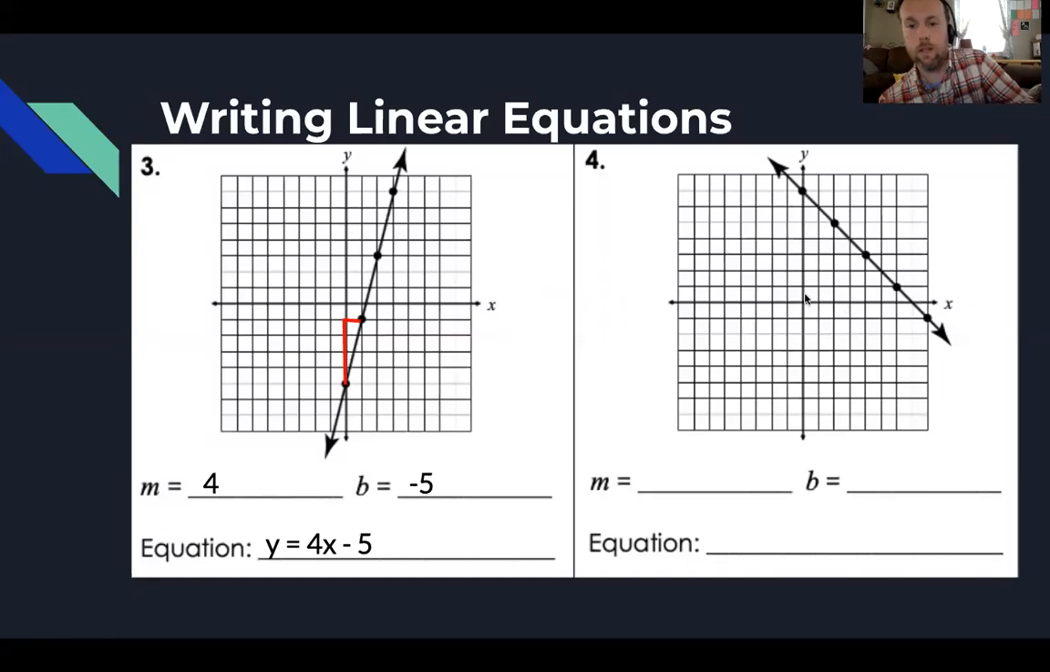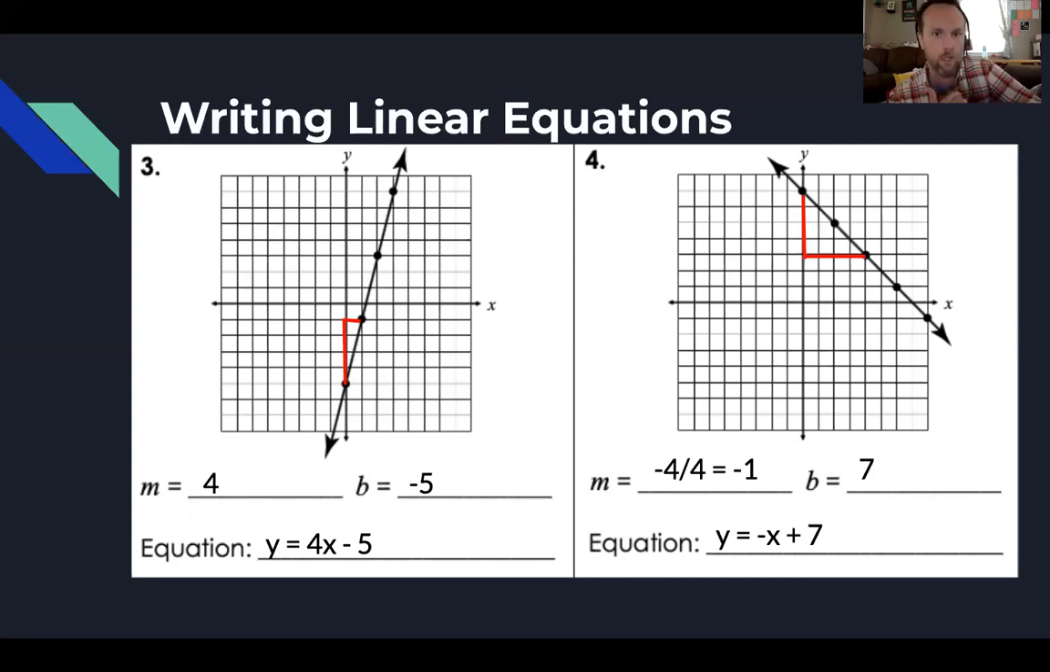What about for number 4 here? I can use any of the points here. First, I go 1, 2, 3, 4, 5, 6, 7. So my y-intercept is +7. But in order to go from this point down, I went down 1, 2, 3, 4 units, and then over 1, 2, 3, 4 units. -4/4 is -1. So the equation from this is -1x + 7, or -x + 7.